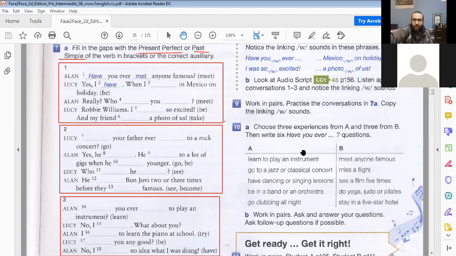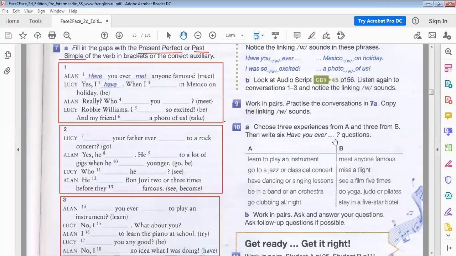Is anyone ready or not yet? I'm ready. Okay, so let's divide the conversations. The first one, Alan and Lucy. Rashid and Noha, you can start with Alan and Lucy, the first conversation. Start from the beginning, okay?